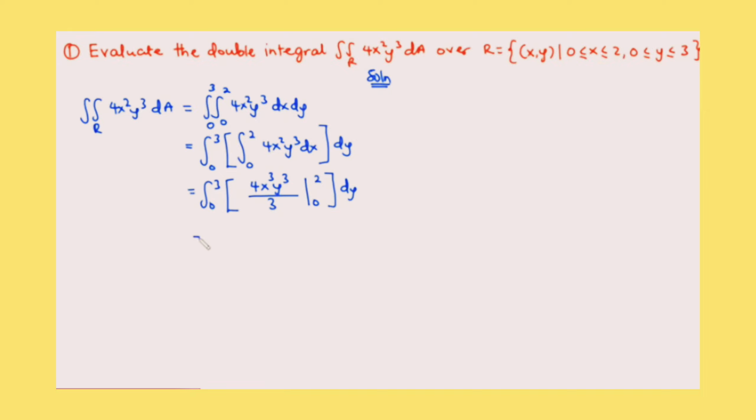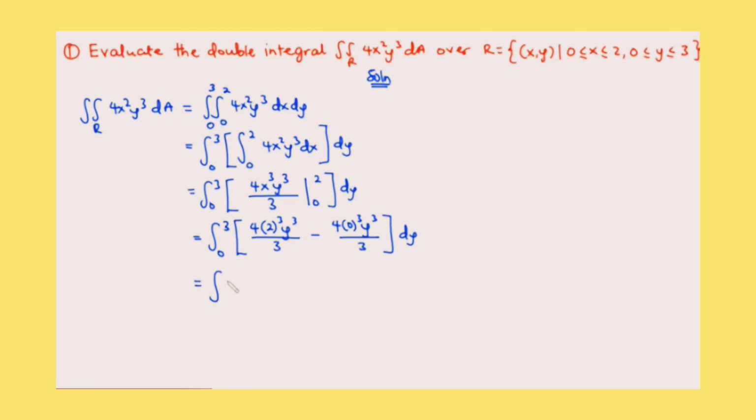Now in the next step, we are going to substitute the lower and the upper limits into this function, and so we are going to have the integral from 0 to 3 on the outside. First, we input the upper limit in place of x, so we are going to have 2 cubed y cubed over 3, and then minus, we input the lower limit in place of x, and then we have 0 cubed times y cubed all over 3, and then dy on the outside.